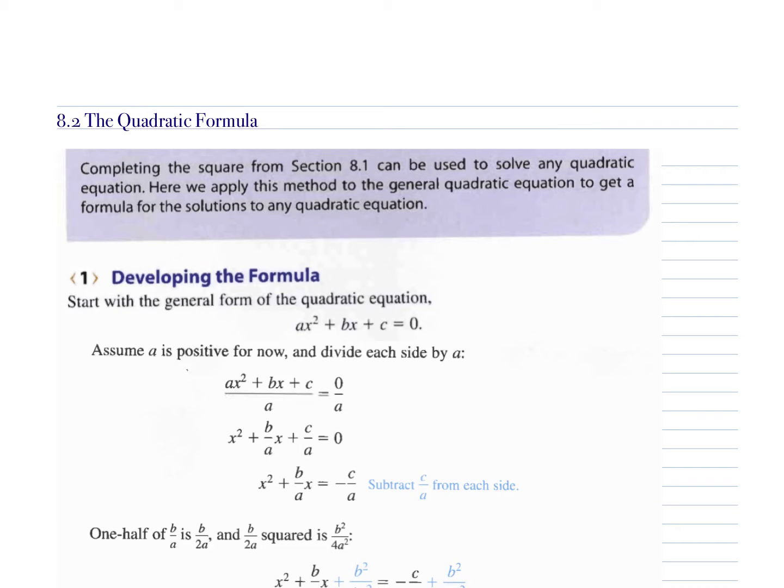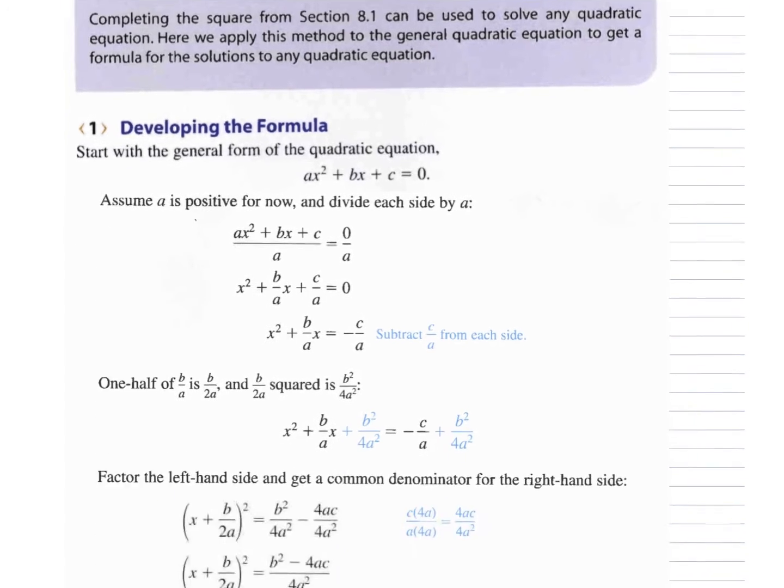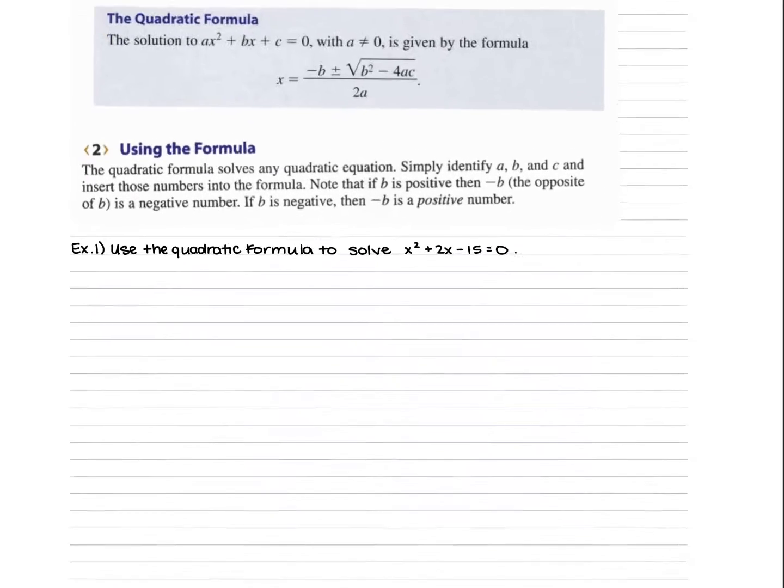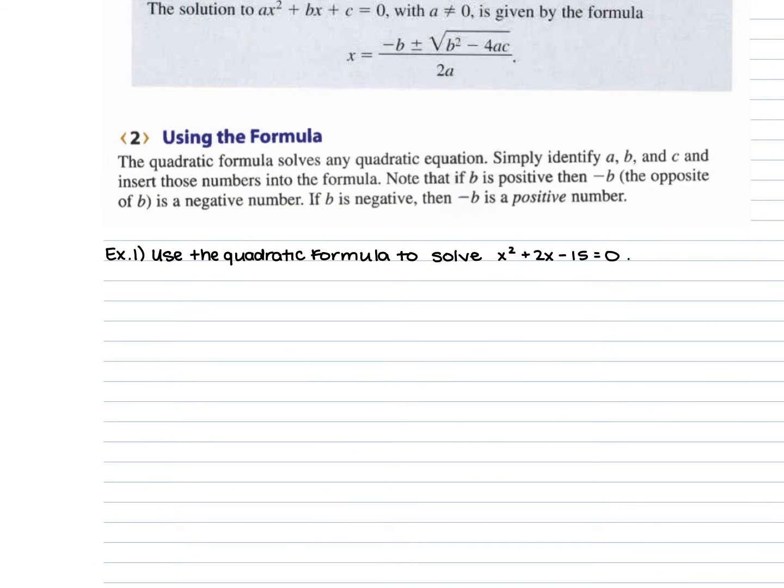8.2, the quadratic formula. Your quadratic formula comes from standard form equations in the form of ax squared plus bx plus c is equal to 0. Your quadratic formula is exactly what you see here: x is equal to negative b plus or minus the square root of b squared minus 4 times a times c all over 2 times a. We can use this formula in order to solve quadratic equations in a simpler way.